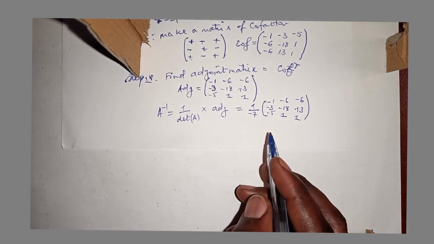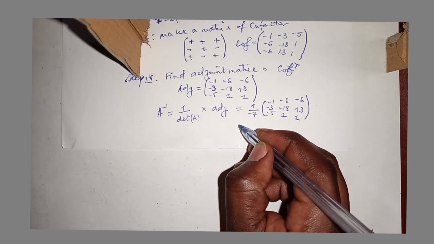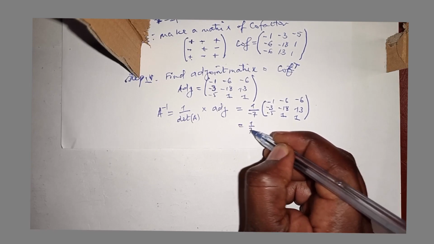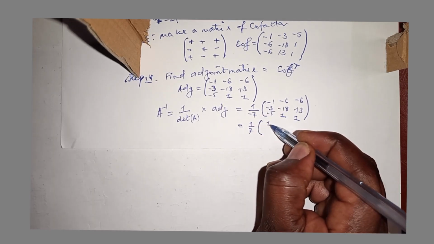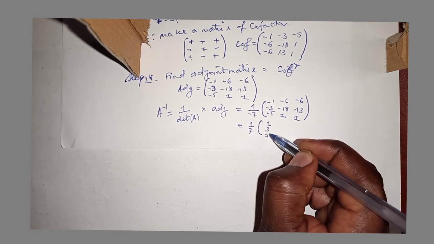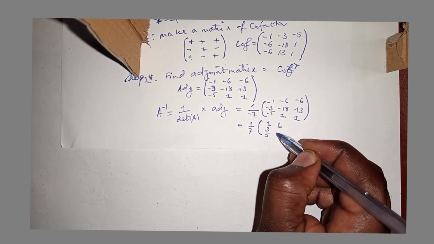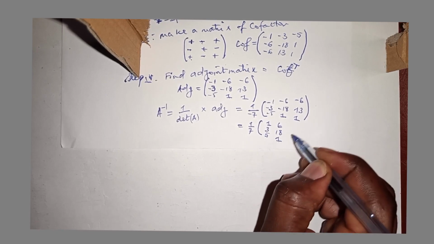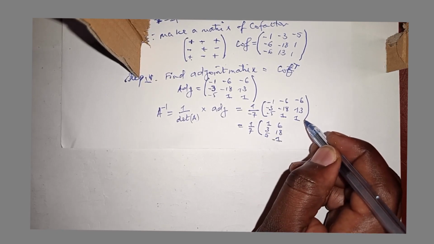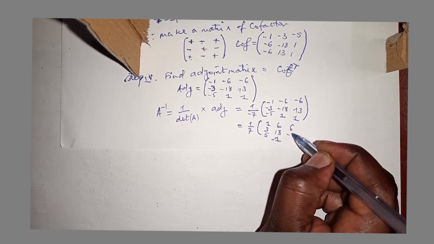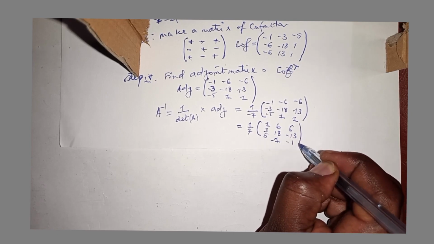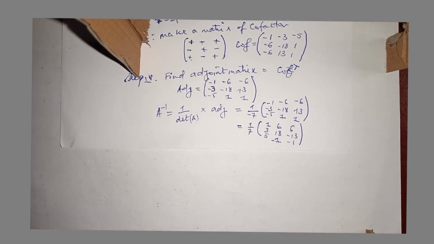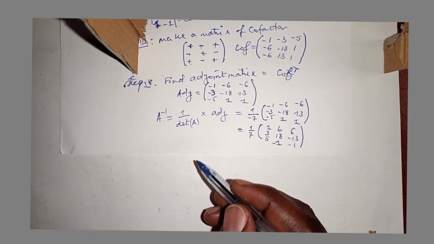So we finish. This is our solution. But you can put a negative inside, you get 1, 3, 5, 6, 18, 1, but the negative, get a 6, negative 13, then negative 1. So we are done. This is our solution. This is an inverse. So we can check this one to check whether we are right.